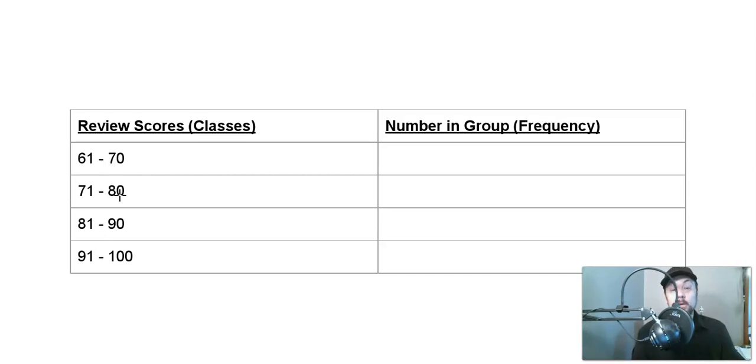And also there's no overlap, right? So if we have a review score of 70, there's not two places that it could get counted. There's only one place it can get counted. And so this is a well-defined frequency distribution. And we're going to really pick apart all the structure of what we have here in just a minute.